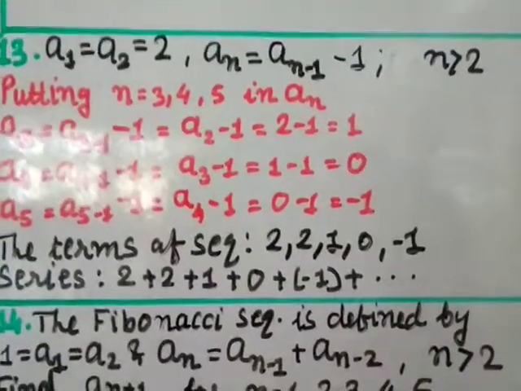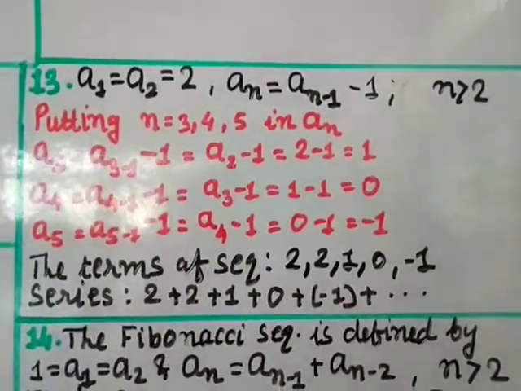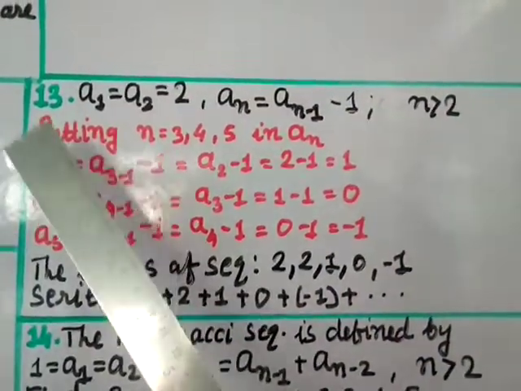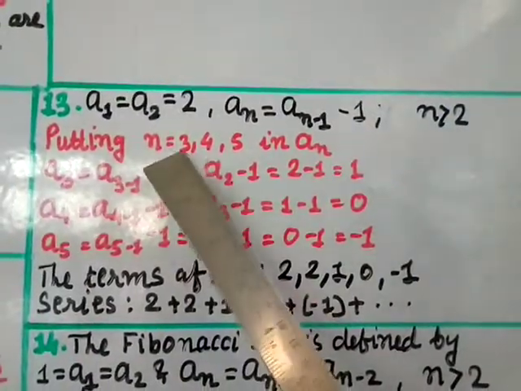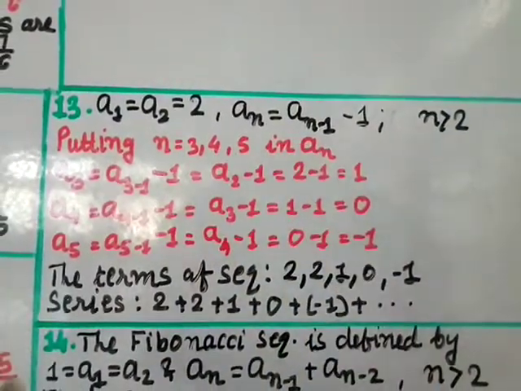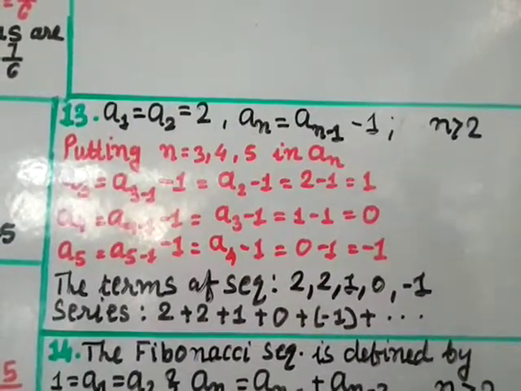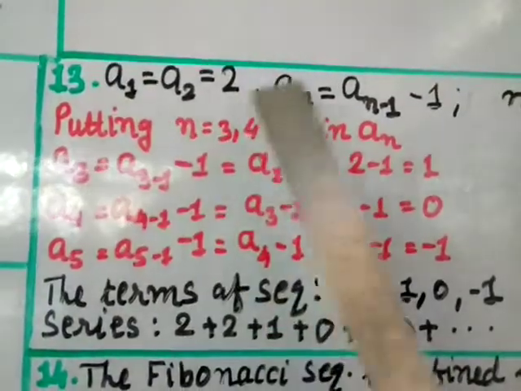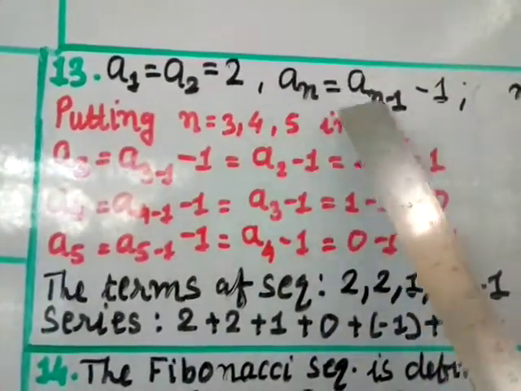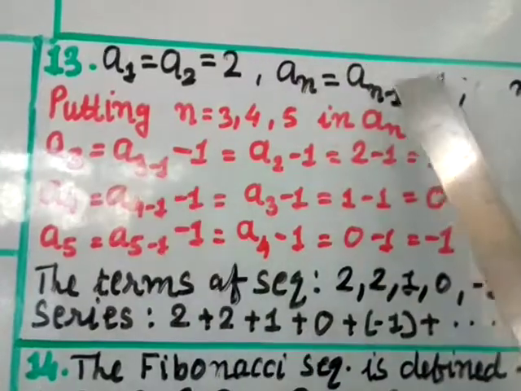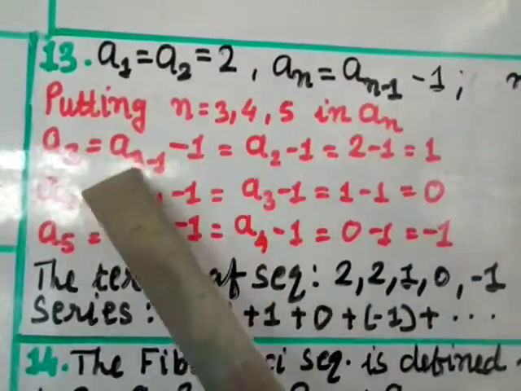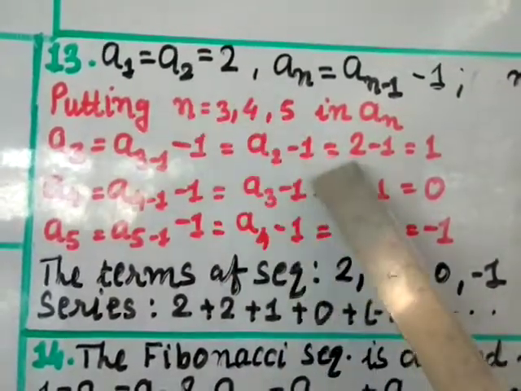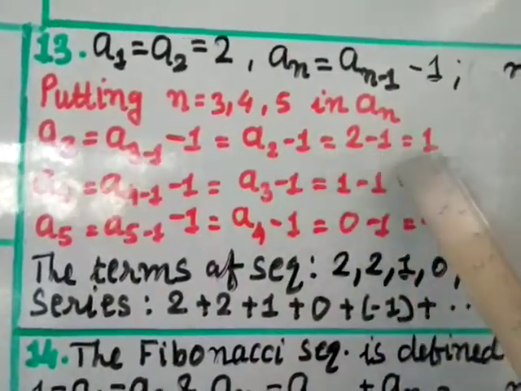Question number 13. a1 equal to a2 equal to 2, an equal to a(n minus 1) minus a(n minus 2), n greater than 2. So n greater than 2 means you will start with 3, 4, 5 in an. Okay. So they have asked us to find up to 5 terms. So put first 3. So here a3 equal to a(3 minus 1) minus this one as it is, equal to a2 value given in the question as 2 minus this one. So 2 minus 1 equal to 1.